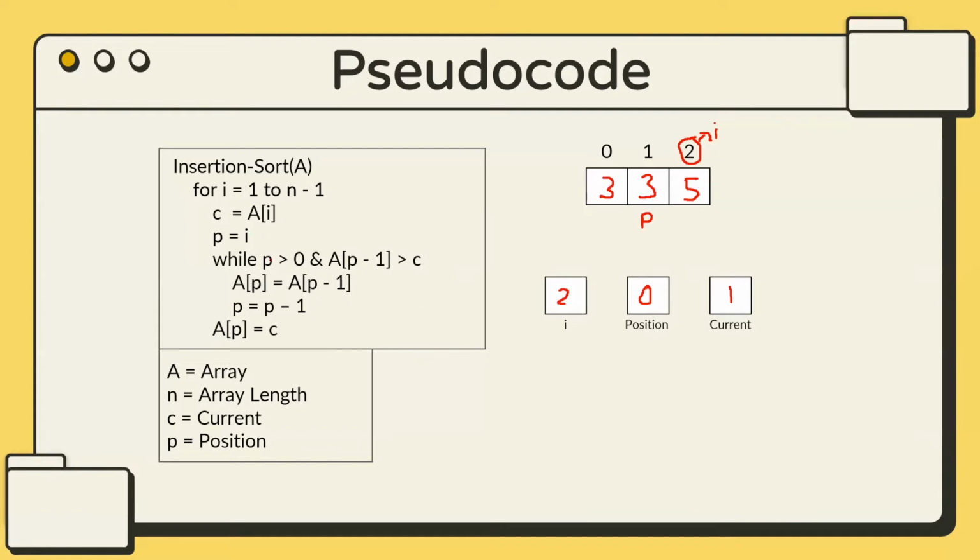And back to the condition, 0 is not greater than 0. So it's wrong. And we'll skip to the last line of the code, which is array position will be replaced with the current number, which is 1. So basically, we are sorting the numbers into the correct order. That's it for the pseudocode. Next.